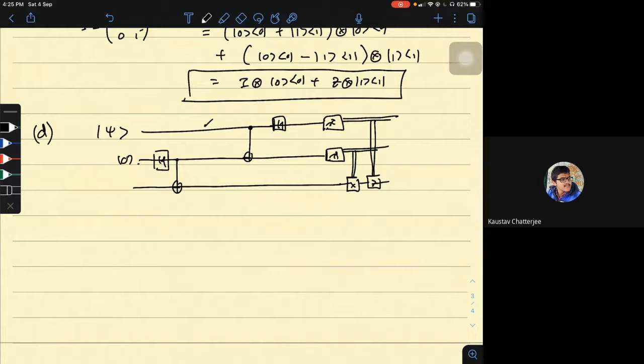So I start with the state 0, 0. And this part makes a Bell state. So I have a Bell state over here, which is usually represented as phi plus, because I get the state over here as (0, 0 plus 1, 1) by root 2. Then I do this.